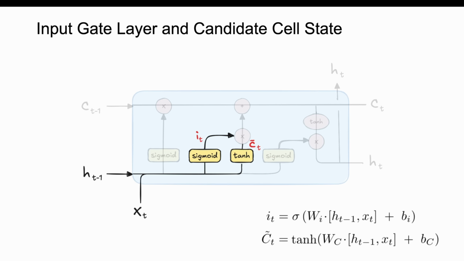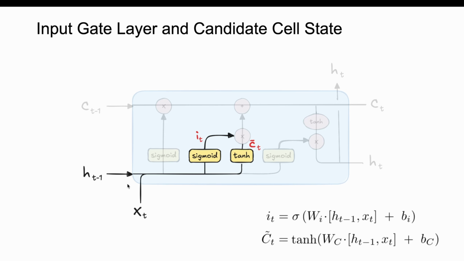So now let's look into the second component, that is the input gate layer and also the candidate cell state. Just like the forget gate layer, where we are removing information from the cell state, the input gate layer is essential for adding information to the cell state. So it takes in the current input and the previous hidden state, and based on that, it will add information to the cell state. So the first sigmoid layer we see here in this highlighted diagram is the input gate layer.